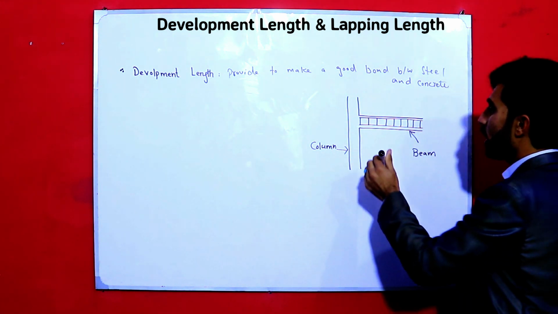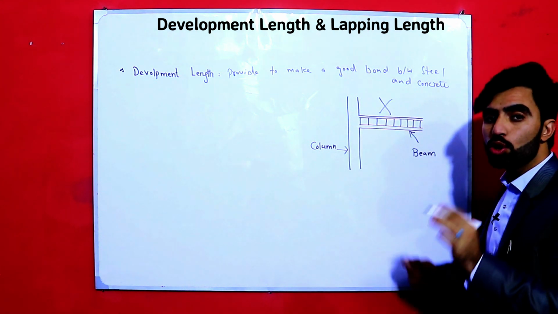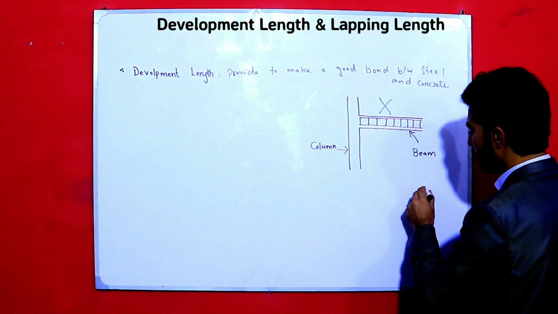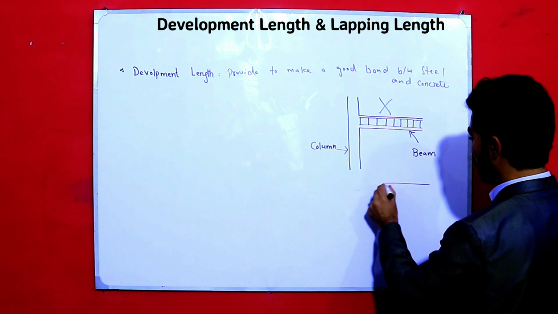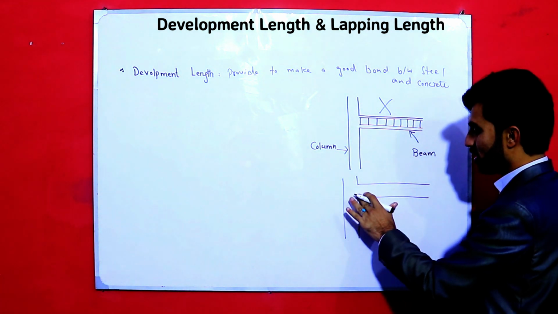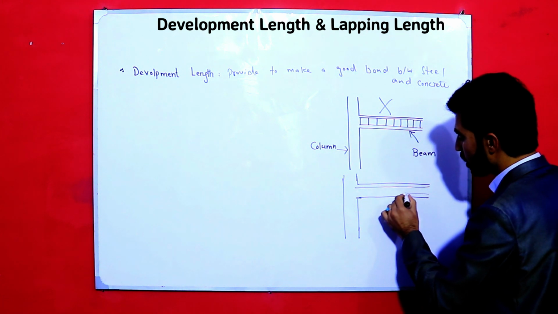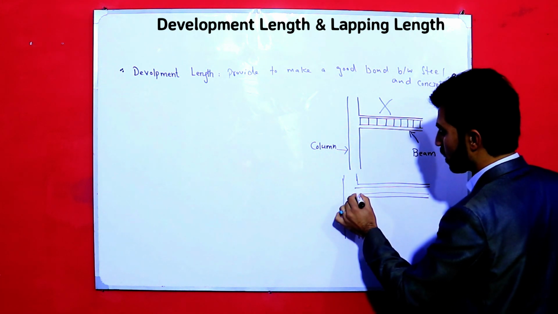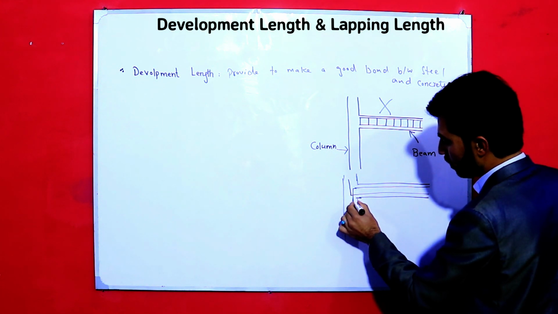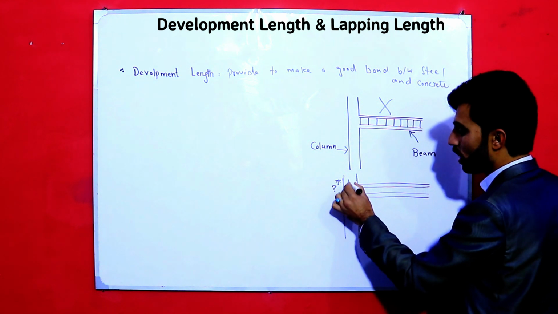If you keep the beam with the column like this, guys, this is wrong. So we should provide development length. How can you provide development length? You can see this is again a beam. My diagram is not good, but try to understand. This is the beam and this is the column. This is a steel bar, this is another steel bar. The steel should be bent like this, and this one will become like this. So this length is called development length.